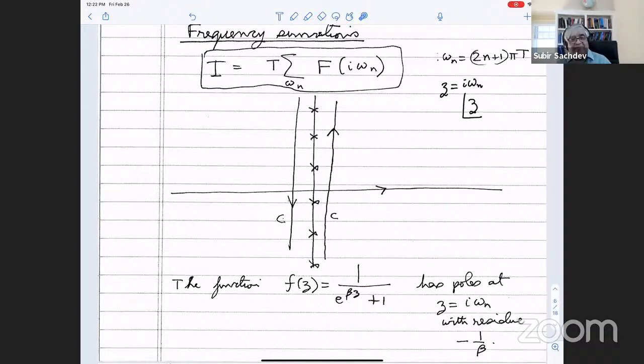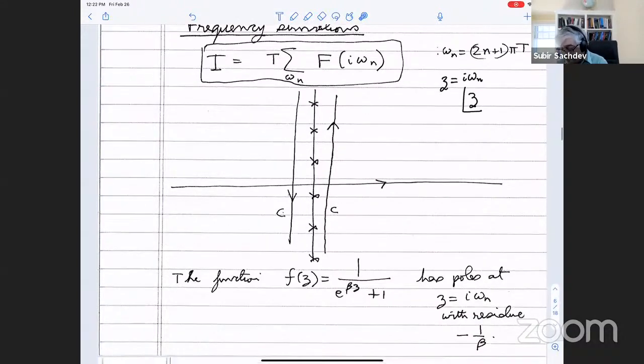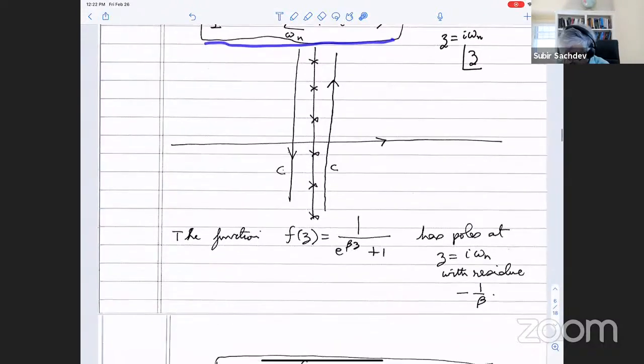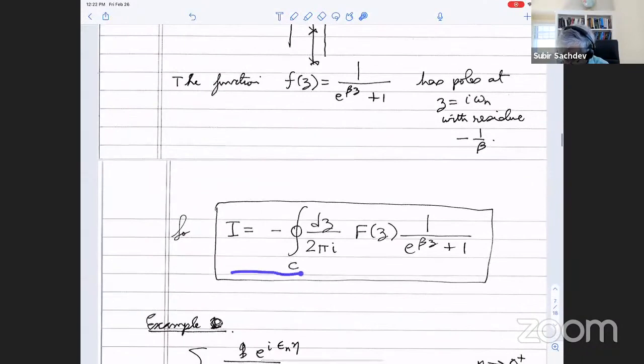Well, in fact, we know such a function. It is precisely the Fermi function. It's easy to check that this is exactly the function that does the trick. It has a pole when e to the beta z is -1, and that's exactly when z is an odd multiple of pi T. The residue you can work out is -1 over beta, so you have to put an extra factor of minus beta to compensate for that. Therefore, I can write this summation over frequencies as this integral on the contour C.